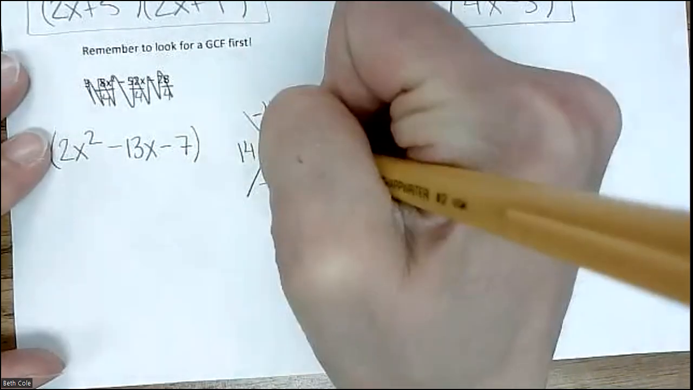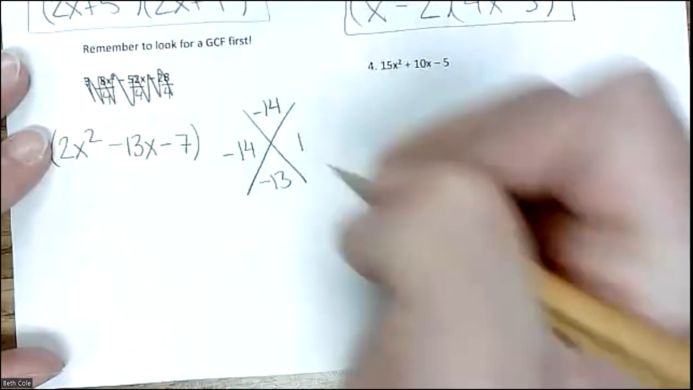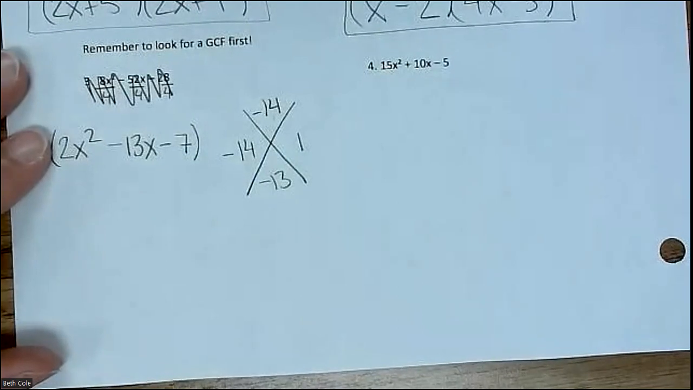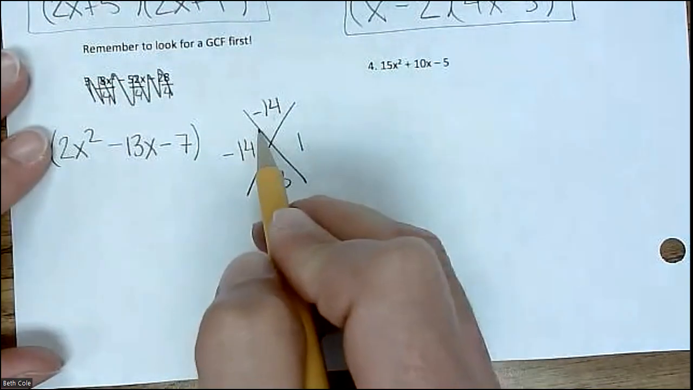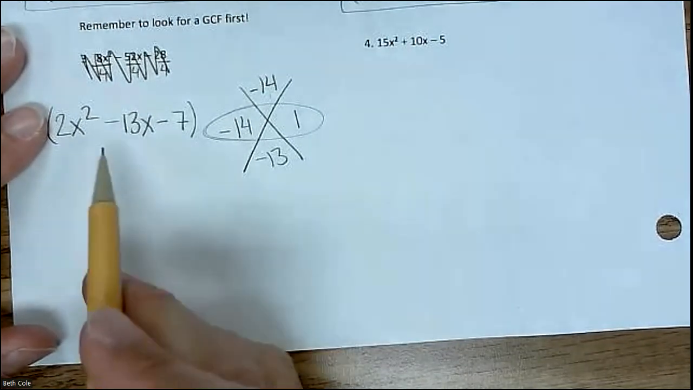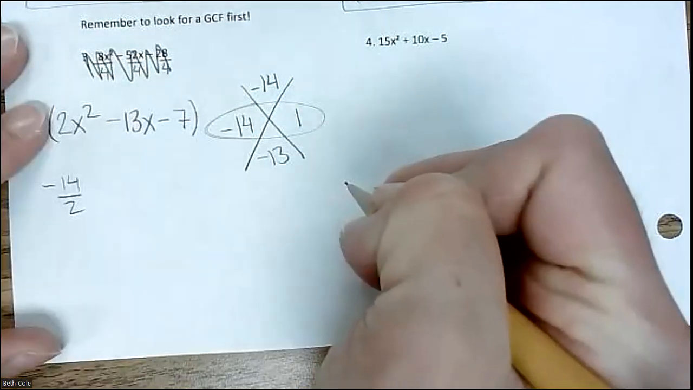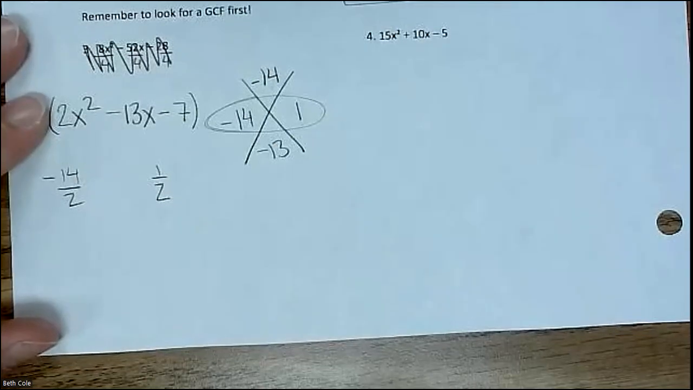It'll be 14 and 1. And I heard somebody say which one gets the negative. The negative goes on the 14. So you're going to take these 2 numbers and put them over what? Yeah, just 2. So you have negative 14 over 2, and then 1 over 2.